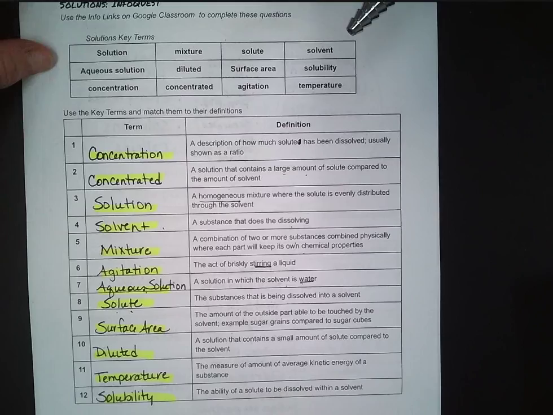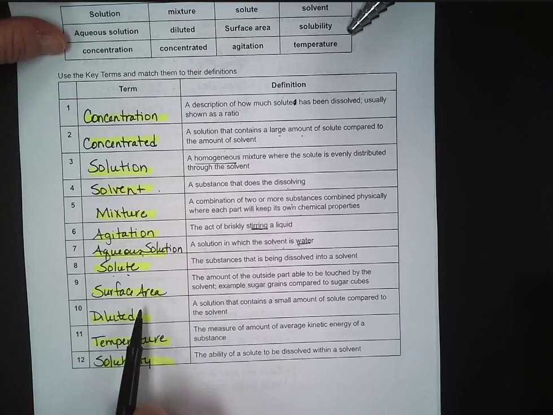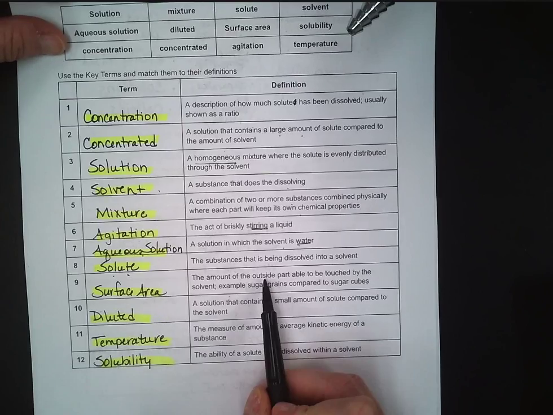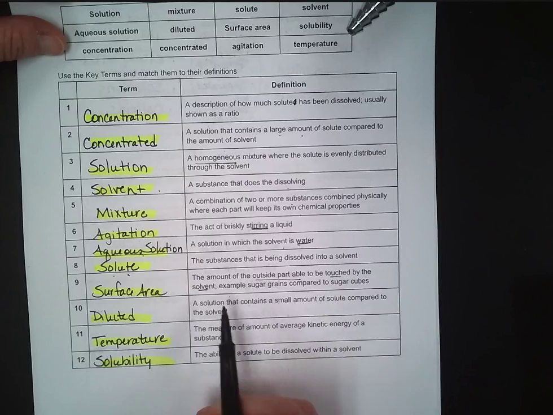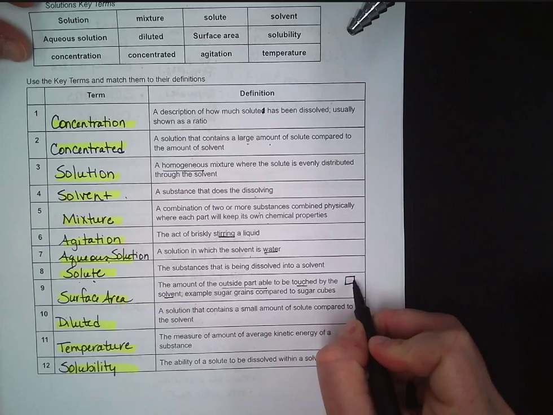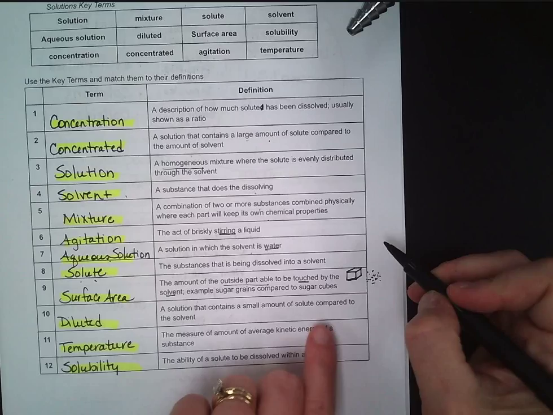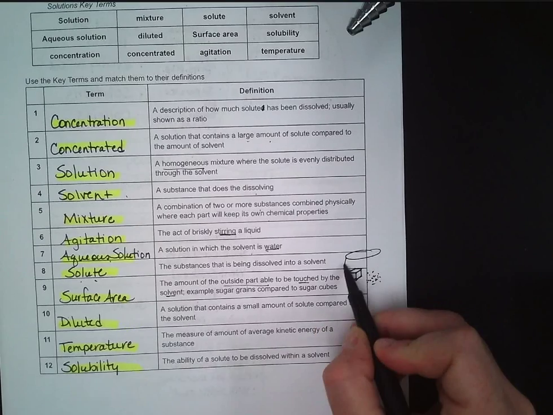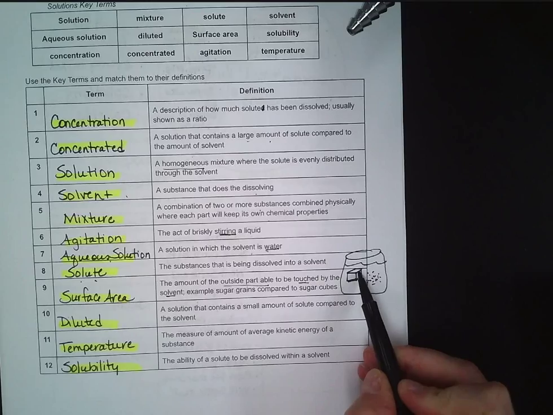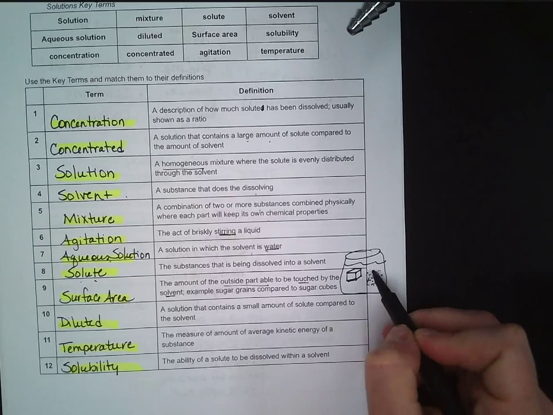Surface area, this is probably the hardest thing when we were talking about the surface area of the sugar. We talked about the amount of the outside part able to be touched by the solvent. So we talked about the sugar cube. The cube looks like this. And then you had the granulated sugar, which looks like this. So we talked about surface area. The water is our solvent. If I drop both of these into the water, you think about the water molecules can only touch what's on the outside of that cube. And if we measured this out and had the same grams in just the crystals that were just kind of granulated, the water can go all in between those crystals.